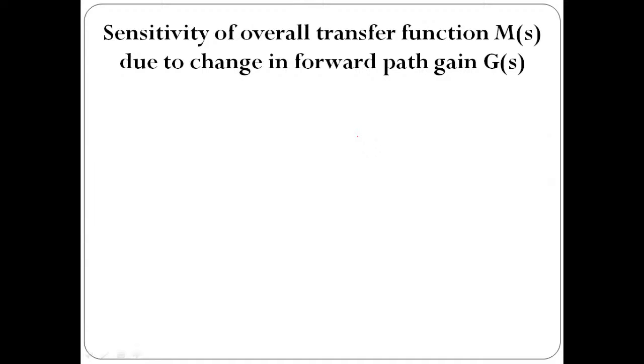Now let us try to calculate the sensitivity of the overall transfer function, which we have indicated by the symbol M of s, due to change in forward path gain, which is nothing but G of s.